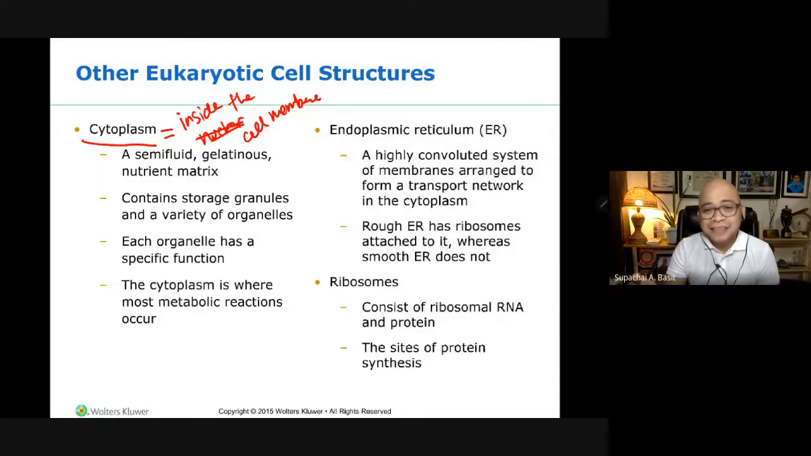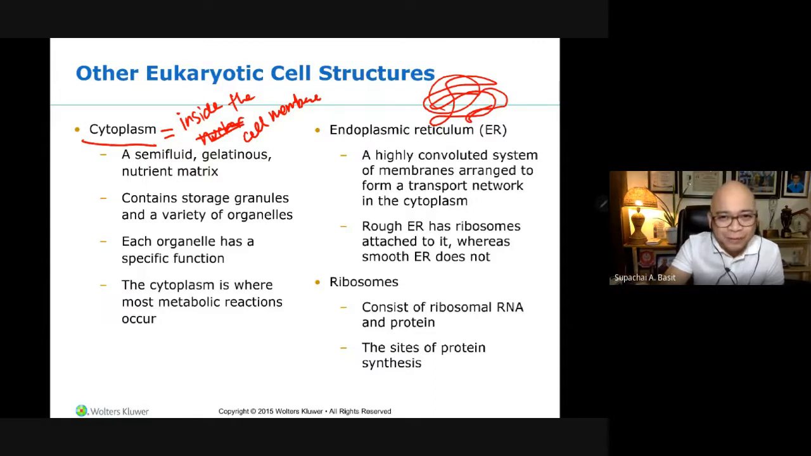Now, physically, morphologically speaking, endoplasmic reticulum is a highly convoluted system. So it's like a meshwork, arranged to form a transport network in the cytoplasm. So how do we differentiate the rough ER from the smooth ER? The key word here is the presence of ribosomes. Rough endoplasmic reticulum has ribosomes attached to it, whereas the smooth endoplasmic reticulum does not have ribosomes attached to it.